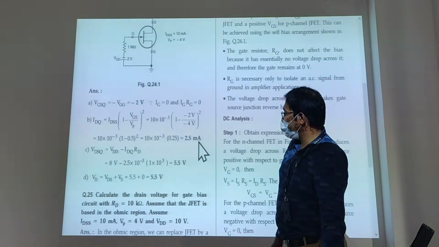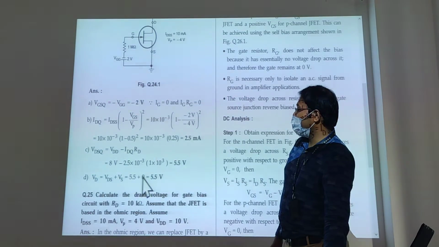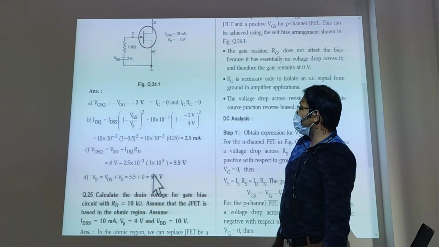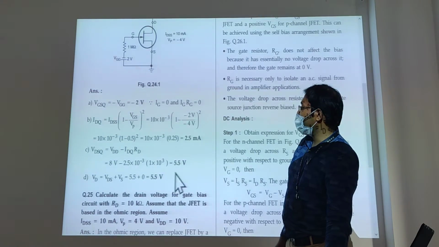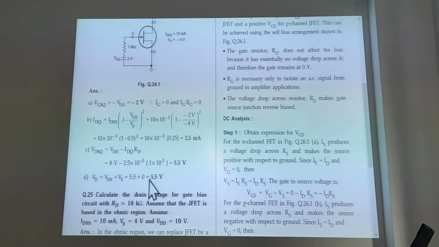So VD is VDS plus VS. Here source voltage is 0. So VD is simply equal to VDS, which is 5.5 volt. Clear? Okay. Learn the approach. That is important. Learn the skill. Use the skill on any problem and you will get the answer. Right?